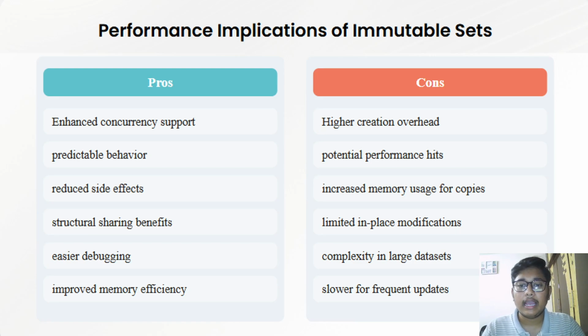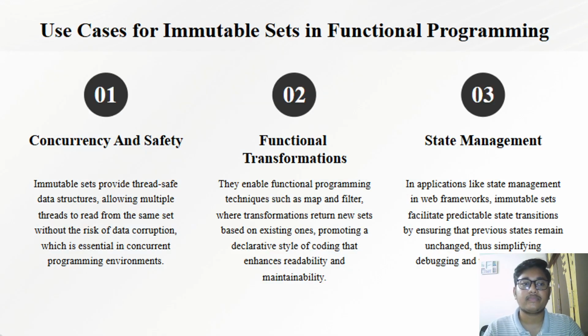Now cons. Higher creation overhead, potential performance hits, increased memory usage for more copies. For every operation, a new copy of the original set is made. Complexity in large data sets, slower for frequent updates. So for every update, we have to make a copy of the original set. Use cases for immutable sets in functional programming.